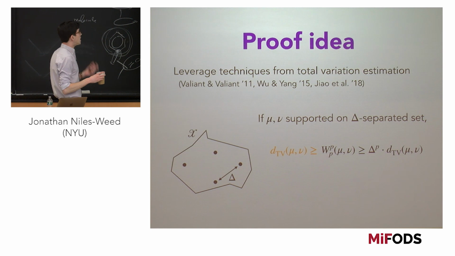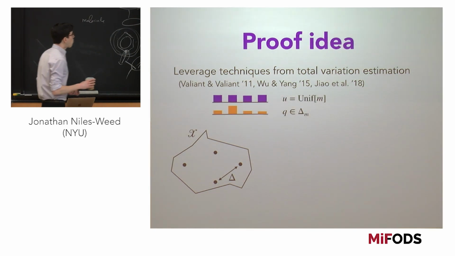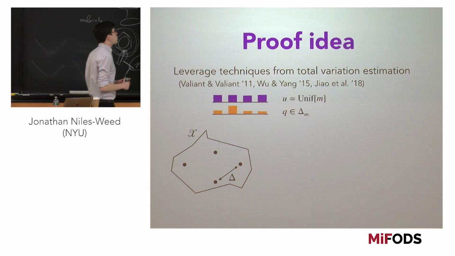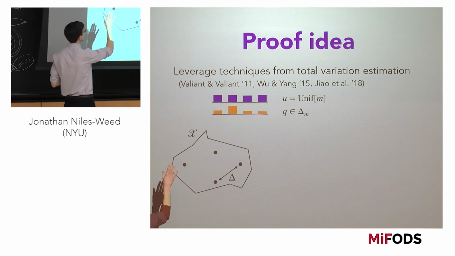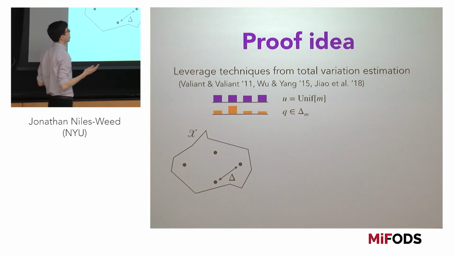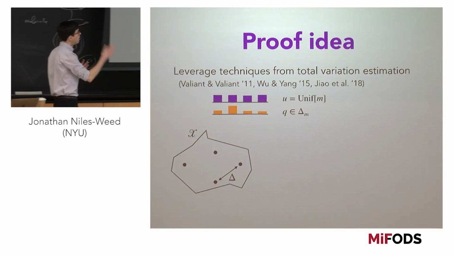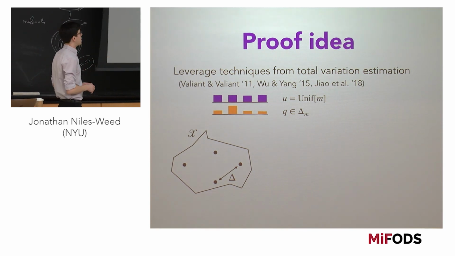The trick, it turns out, is to do this embedding in a slightly more careful way. So what we're going to do is we're going to start by measures that live on just m atoms somewhere else. Right? So I define two measures that live on m atoms. Q is some probability distribution that lies in the m-dimensional simplex. And I'm going to let U be the uniform measure on this set.